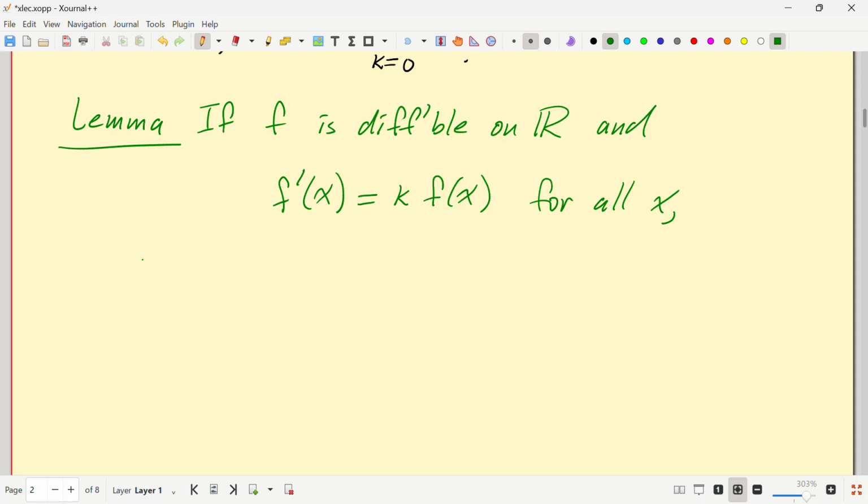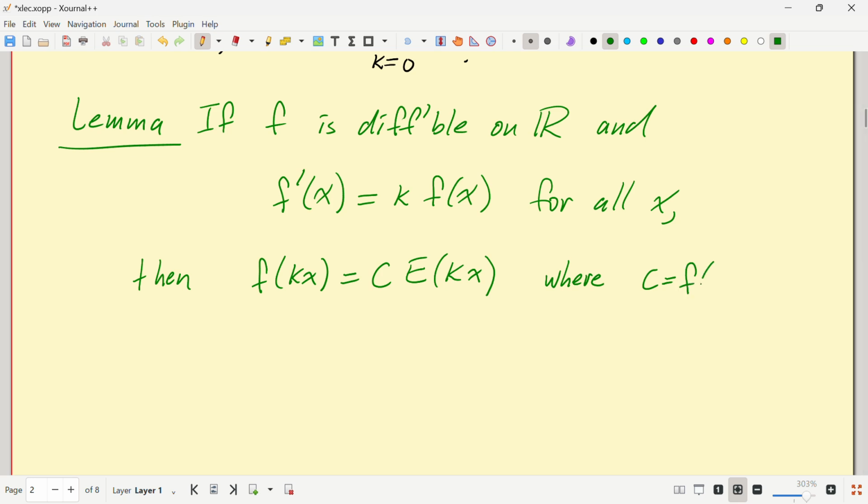Then the conclusion is f of x has to be this function we're playing around with. It has to be a constant times e to the kx. And if you see what that c would have to be, if I plug in x equals 0, you see that the c has to be f of 0.